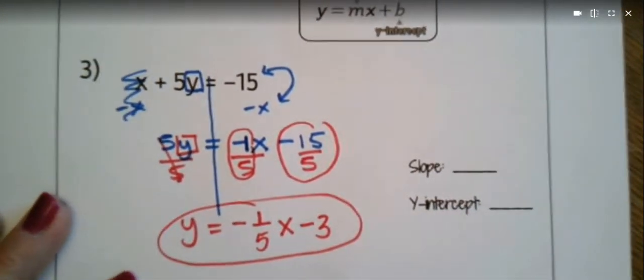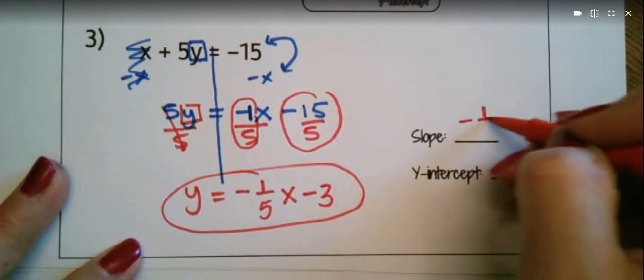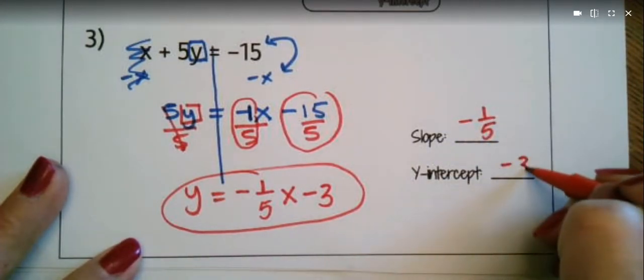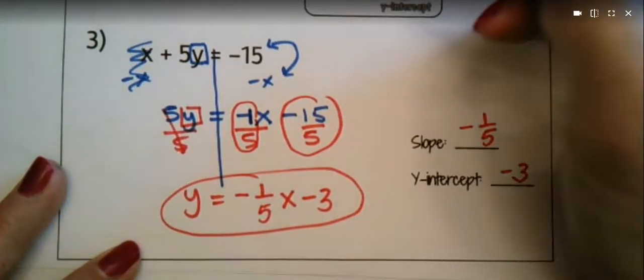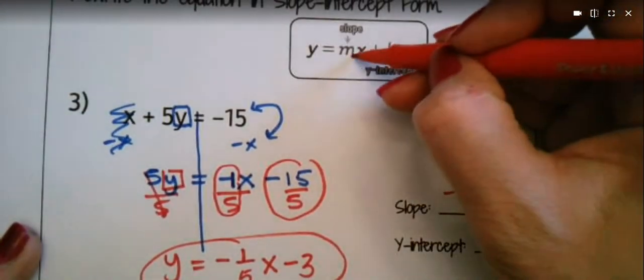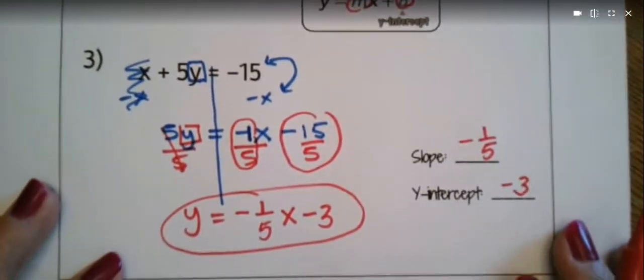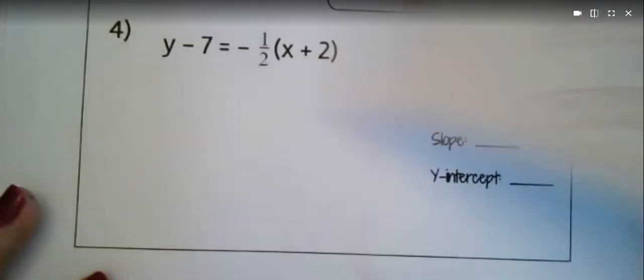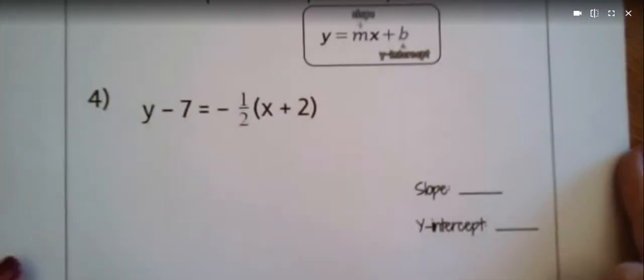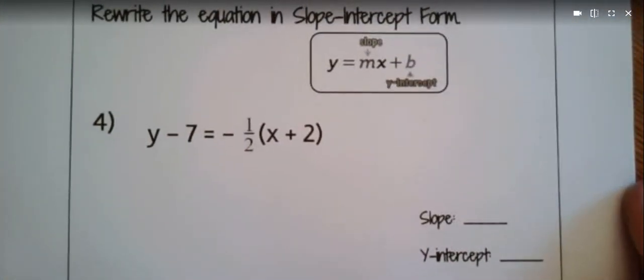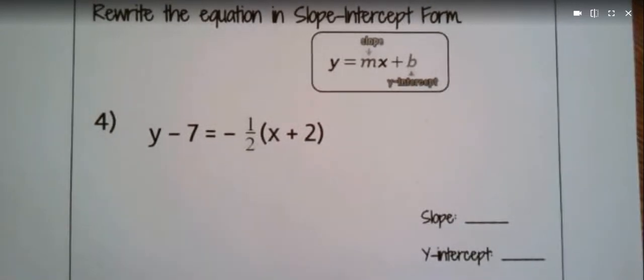And there I have my equation in slope-intercept form. Slope is -1/5, intercept is -3. I'm just pulling them straight from there with what we learned the other day. There's your slope, there's your intercept. Okay, that's number 3. Now on number 4, we're going to see an equation that looks a little bit different than the last examples. This equation happens to be in a different form. It's called point slope form.